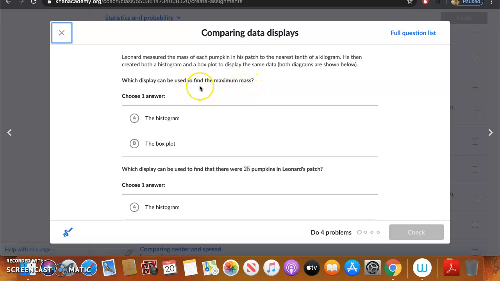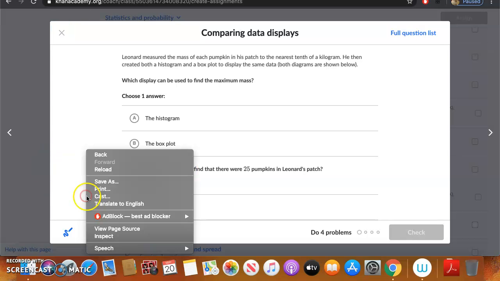Okay, so that's the first question. Which display can be used to find the maximum mass? And the second one is, which display can be used to find that there were 25 pumpkins in Leonard's patch? So let's take a look.